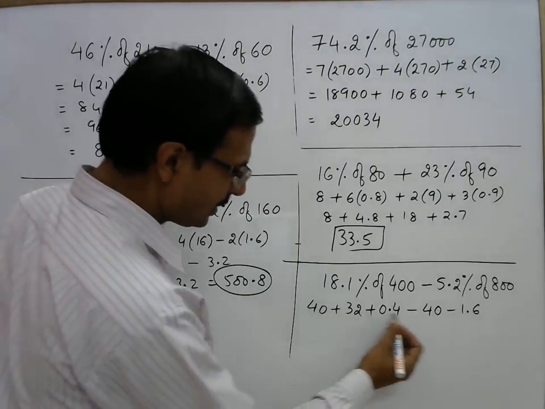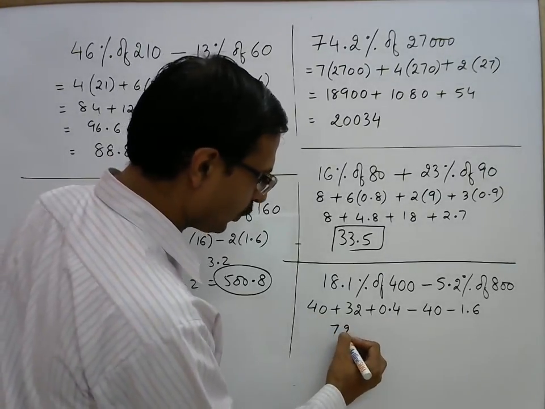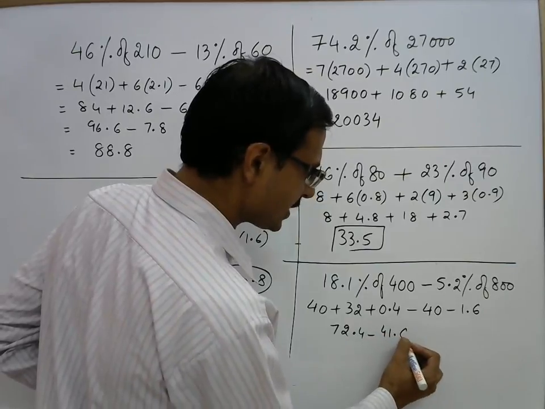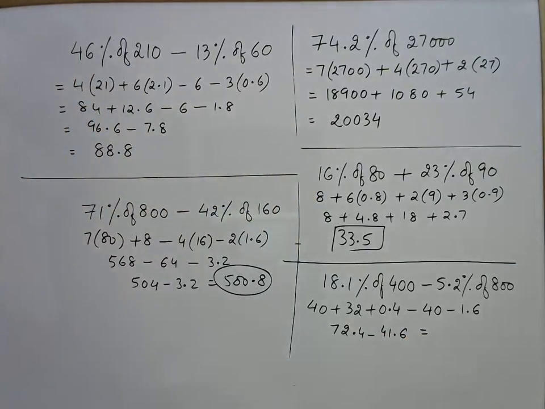So if you add these three, this is 72.4. And if you add these two, this is 41.6. Now you can subtract and you will get your final answer. So some wrong answers there. 34.4 is wrong. 16 is wrong.